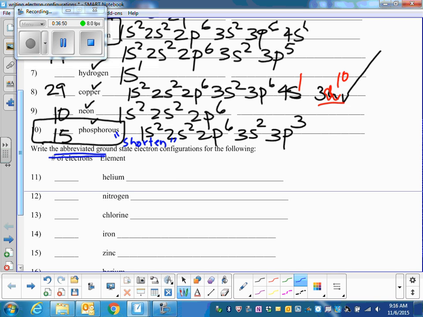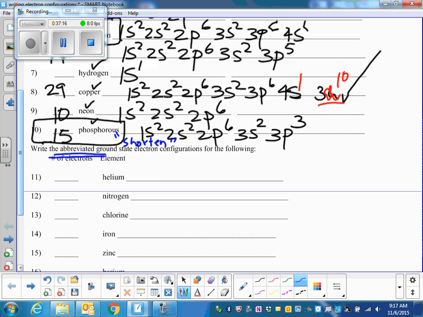Did you underline it, and did you write shorten on top? Did you write the word shorten? Yeah, shorten. I'm not writing it for myself. I'm saying it so that you remember it. You will see this word. Write the abbreviated configuration. I don't want you putting up your hand and saying, what does that word mean? I'm not going to help you.